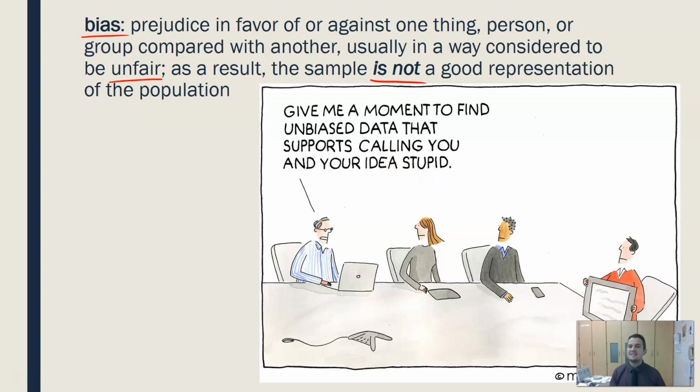Anyways, so bias is prejudice in favor of or against something that makes the sampling or the situation unfair, and thus the sample would not be a good representation of the population.